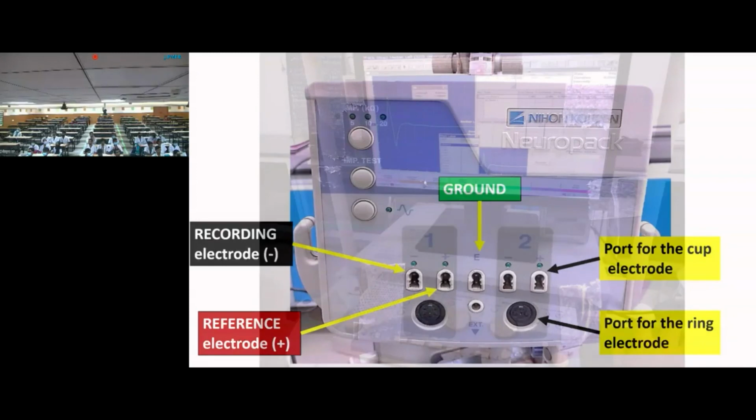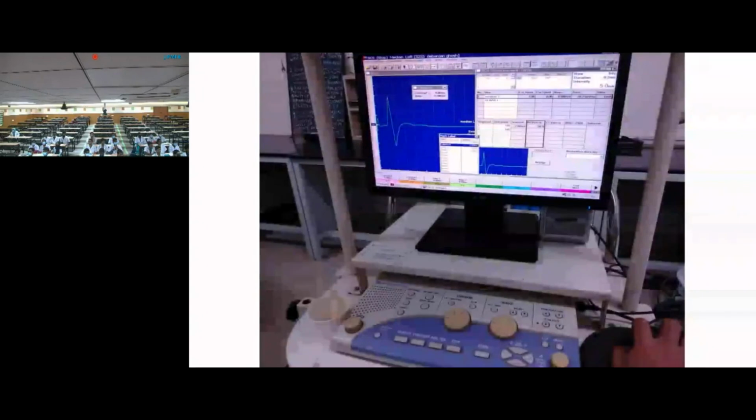So we saw the hardware, right? That hardware will be connected to this PC. And we have software for it, that is nothing but NeuroPack. So we'll be getting a real-time action potential on the screen. What we are going to do is stimulate the nerve at one point, and using the electrodes, we are going to pick up the action potential at a distant point. That is what we are trying to do.